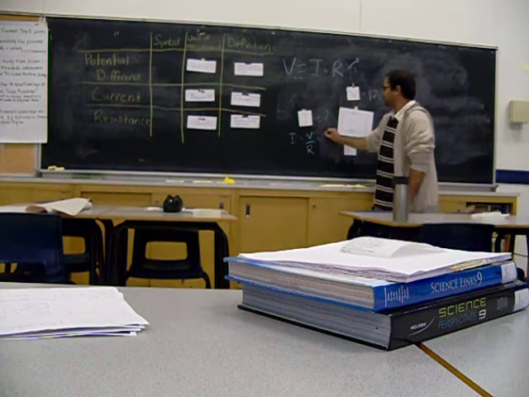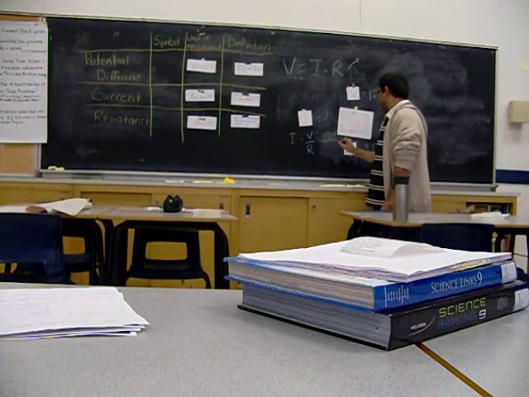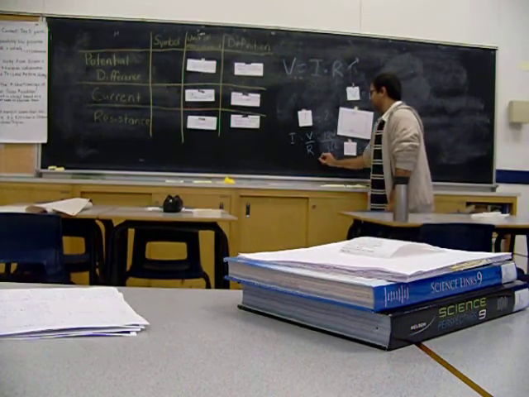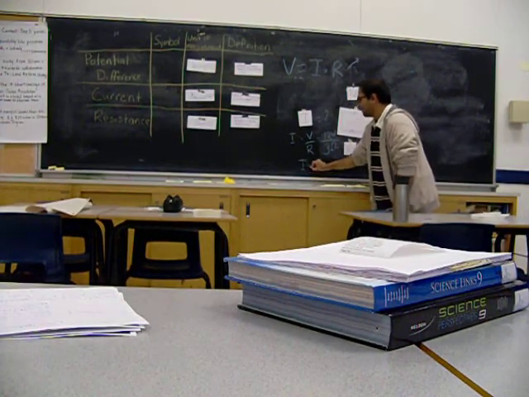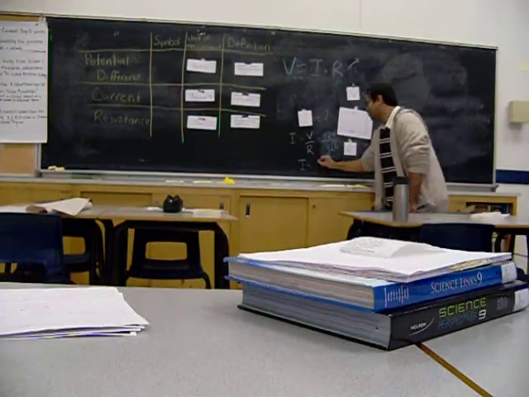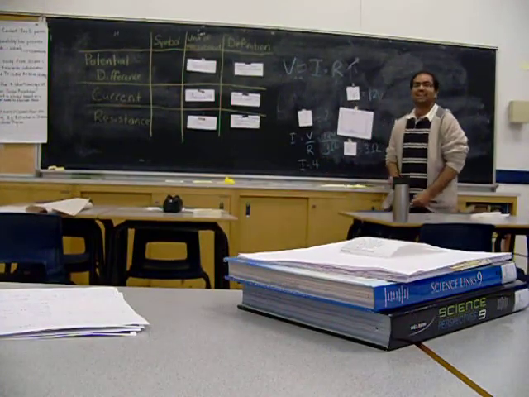So our voltage is 12 volts. Our resistance is 3 ohms. And so our current is going to be? 4. 4 what? What are the units for current? Amperes. Perfect.